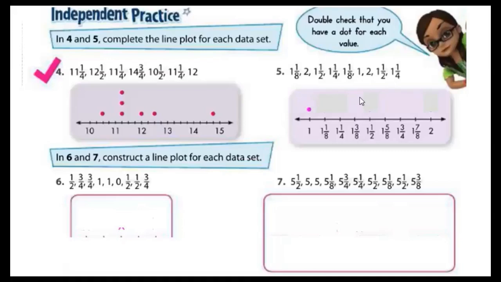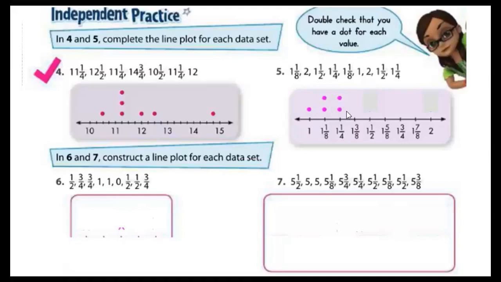Okay. The second value, more than 1, will be 1 and 1 over 8. How many 1 and 1 over 8 do we have in the statement? Count them, please. Here is 1 and here is 2. So I'm going to represent the frequency by 2 dots over 1 and 1/8. Okay. The following one will be 1 and 1 over 4. How many 1 and 1 over 4 do we have in our statement here? Just 2. Here is 1 and here is the second one. Okay. So I'm going to draw 2 bold dots over 1 and 1/4.